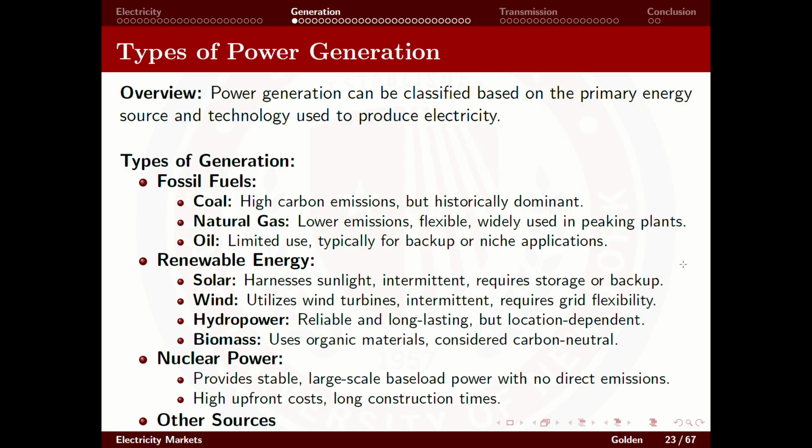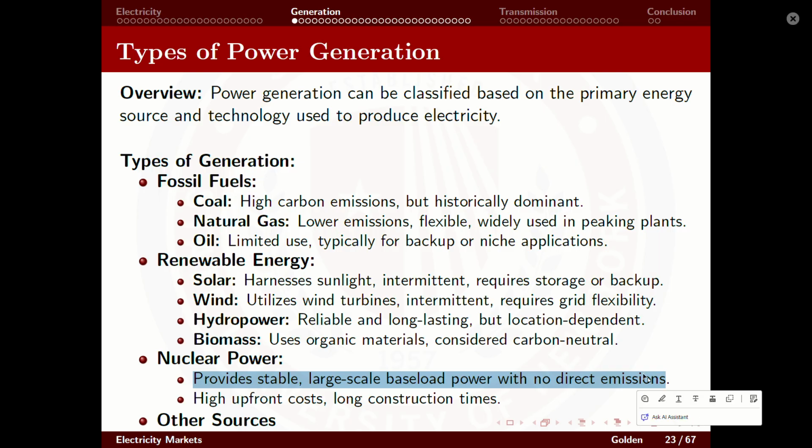Wind utilizes wind turbines. Instead of using steam to spin the turbines, it uses the wind to create that mechanical energy to spin the turbine. It requires grid flexibility. Hydropower is reliable and long-lasting, but dependent upon location. And then biomass uses organic materials. I say here considered carbon neutral. That's not really true anymore. It used to be seen as a very clean fuel. Recently, people have decided, because of some of the emissions it produces, we shouldn't be using biomass. We shouldn't treat it the same as solar.